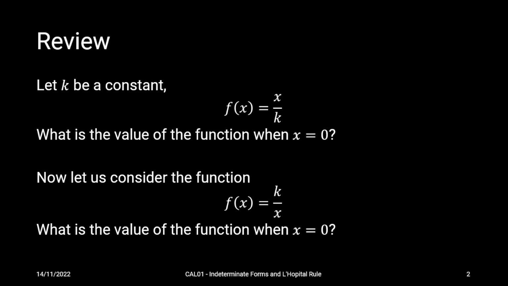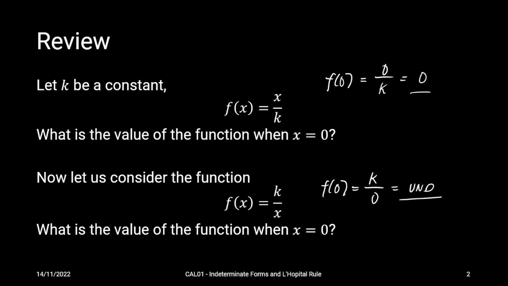What's the value of the function when x is equal to 0? We have f of 0 is equal to 0 over k, and we all know that this is equivalent to 0. So this is our answer. And what if it is the reverse? f of x is equal to k over x. So we have f of 0 is equal to k over 0, which is undefined. Any number divided by 0 is undefined.